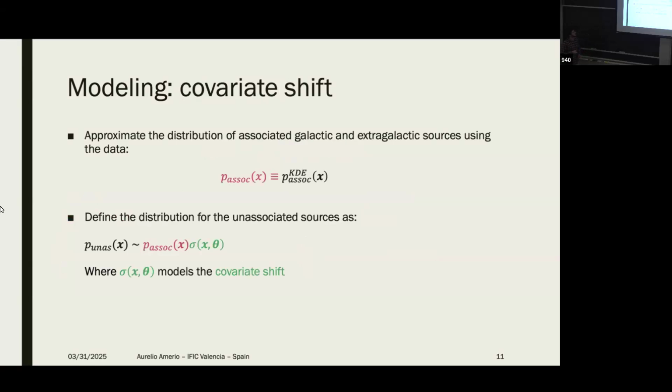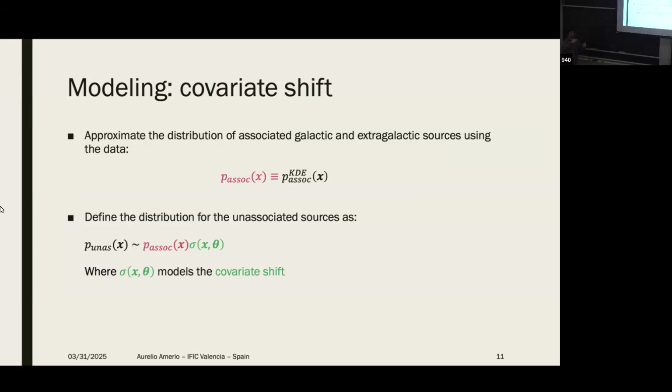But before we can do that, we need to define the covariance shift. So the way that we define it is very simple. We need to first model the distribution of the associated sources, and we do that by taking the data from the 4FGL catalog and computing a kernel density estimation. This is a method to obtain a distribution given the data. And then we define a distribution of the unassociated sources as something proportional to the distribution for a specific class of the associated sources times a covariance shift model.